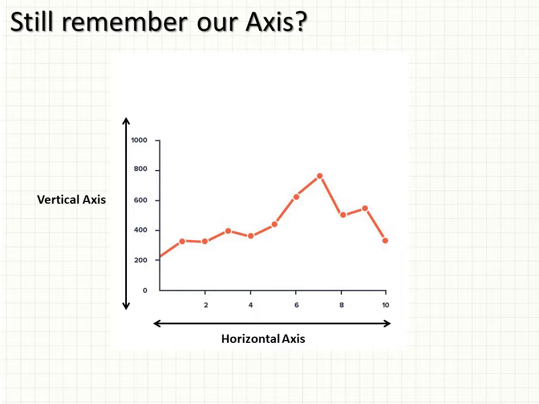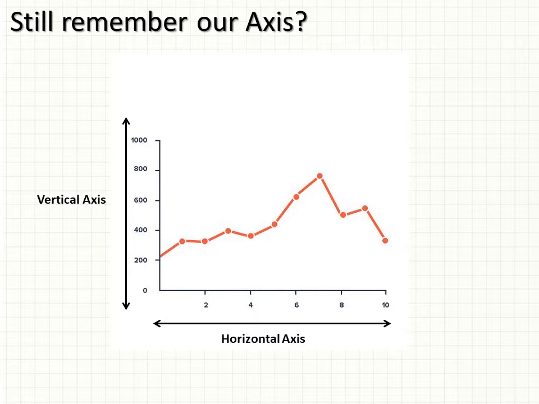I think it runs upward from 0 to 1000. So that's where you have the vertical axis, and the horizontal axis is this one we have underneath, where we have between 0 and 10. So don't forget the vertical axis and the horizontal axis. Now, what do we want to do today? Look at this vertical axis.